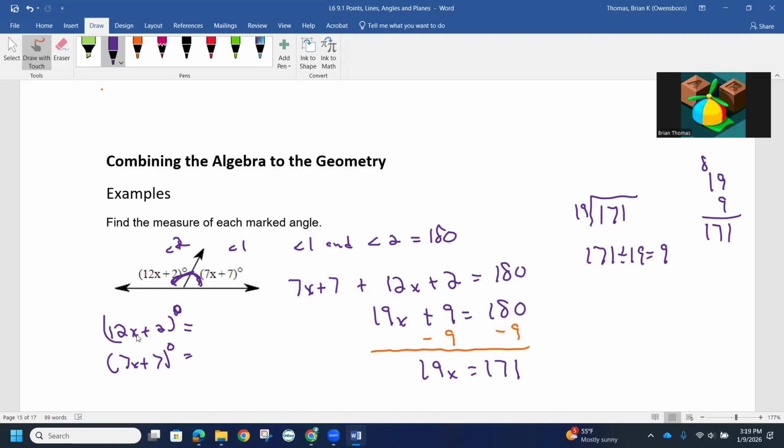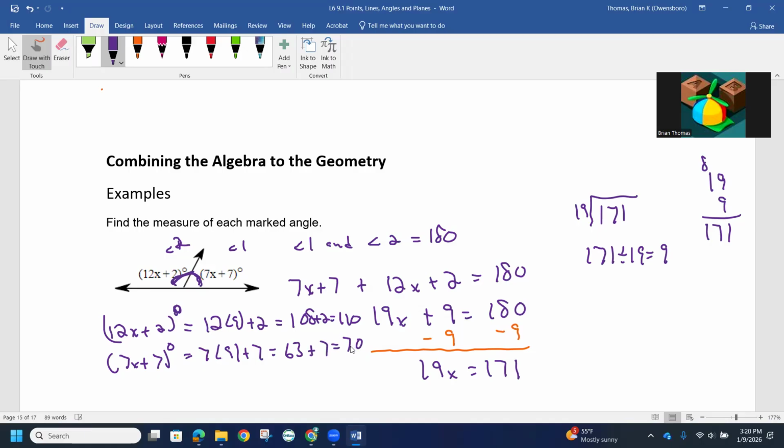So what I got to do now, though, is substitute the 9 in for x and actually determine the measure of the angle. So 12 times 9 plus 2 gives me angle 2, if you will. So that's going to be what? 108 plus 2? That's going to be 110 degrees. And then I have to put 9 in for x here, so that's going to be 7 times 9 plus 7. And notice that since they're supplementary, I've got 110. I'm needing a 70 because 110 plus 70 gives me 180. So if I don't get 70 here, then something's not correct. So that's where, again, you can check yourself. So 7 times 9 is 63, plus 7 indeed does give me 70.